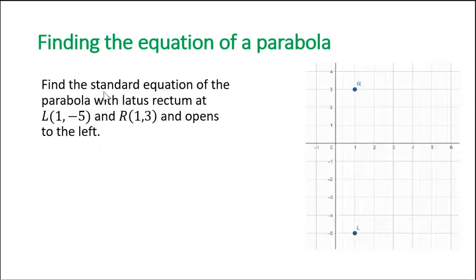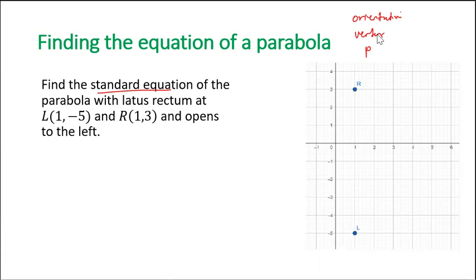And then finally, we have the last problem. Find the standard equation of the parabola with latus rectum endpoint L with coordinates (1, -5) and point R with coordinates (1, 3), and it opens to the left side. So here we can see that we need to know the orientation, we need to know the vertex, and we need to know the value of p.